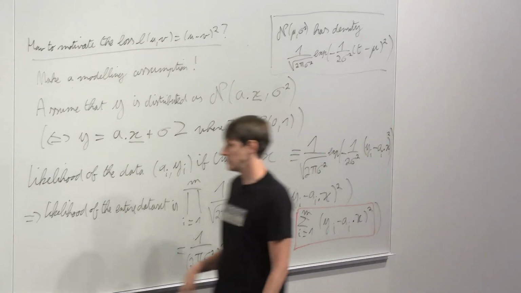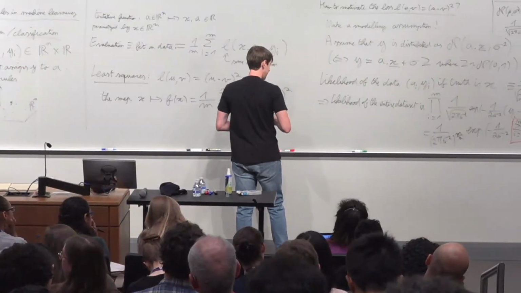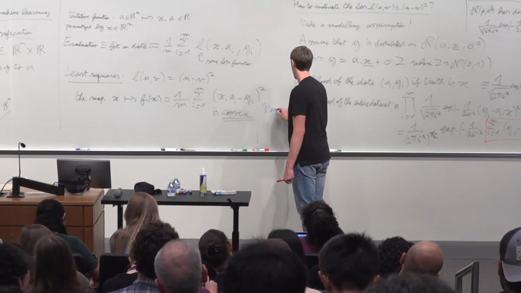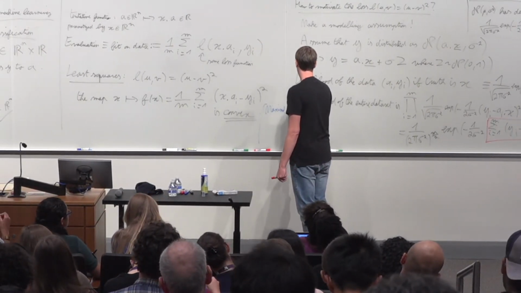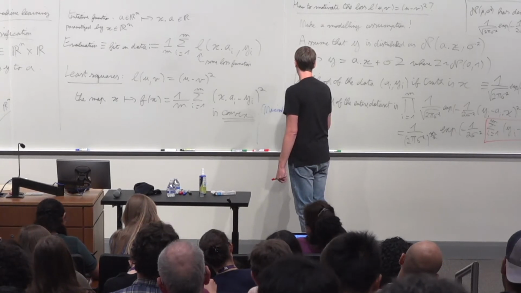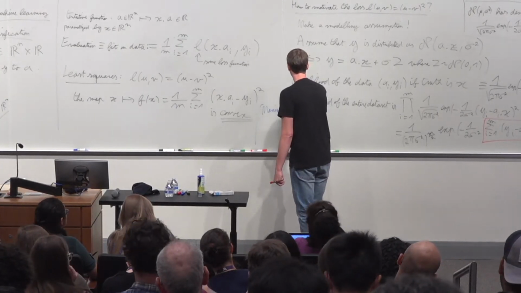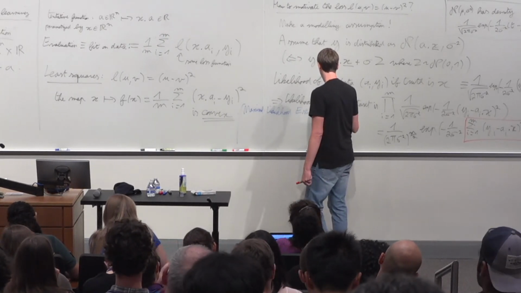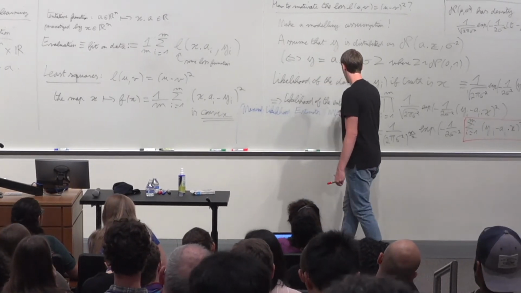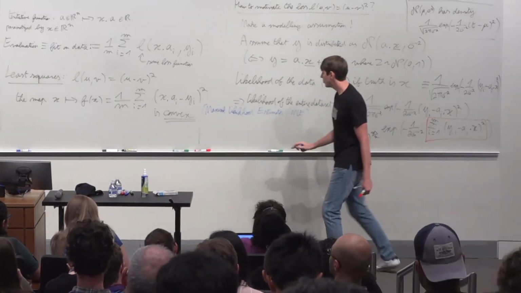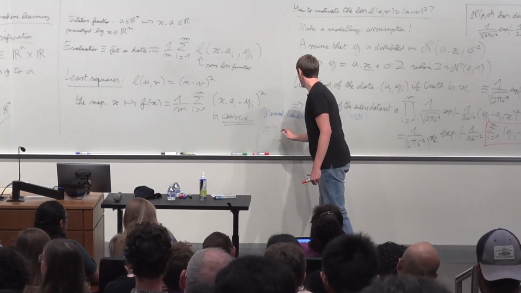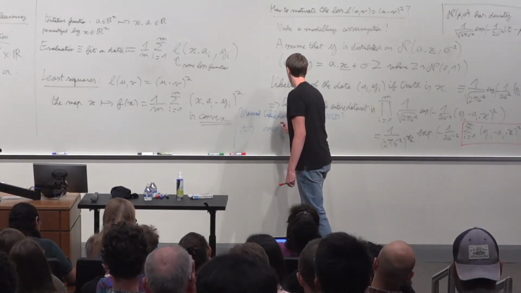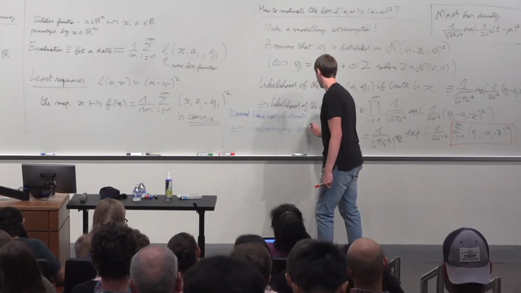Let me say this again. What we find is that the maximum likelihood estimator, which we abbreviate as MLE, is equivalent to minimizing the least squares fit.